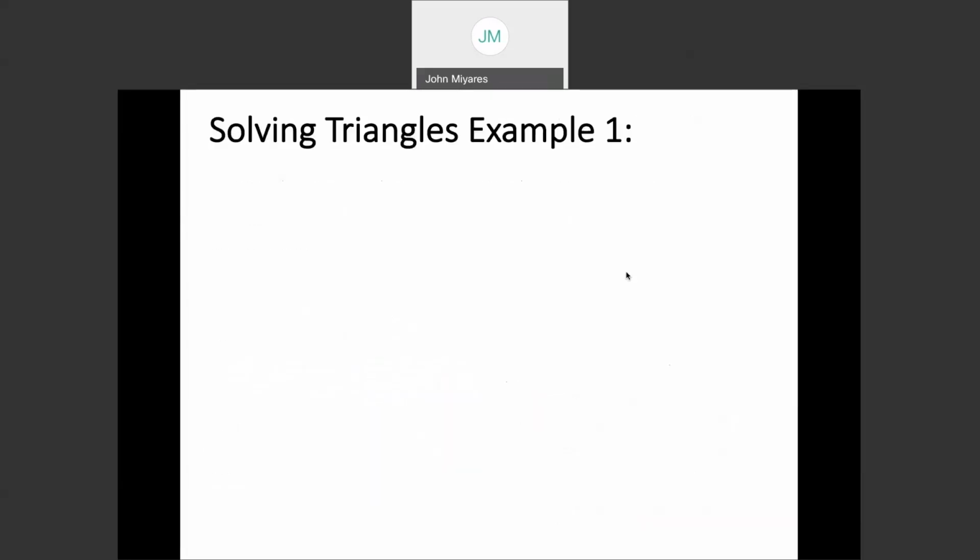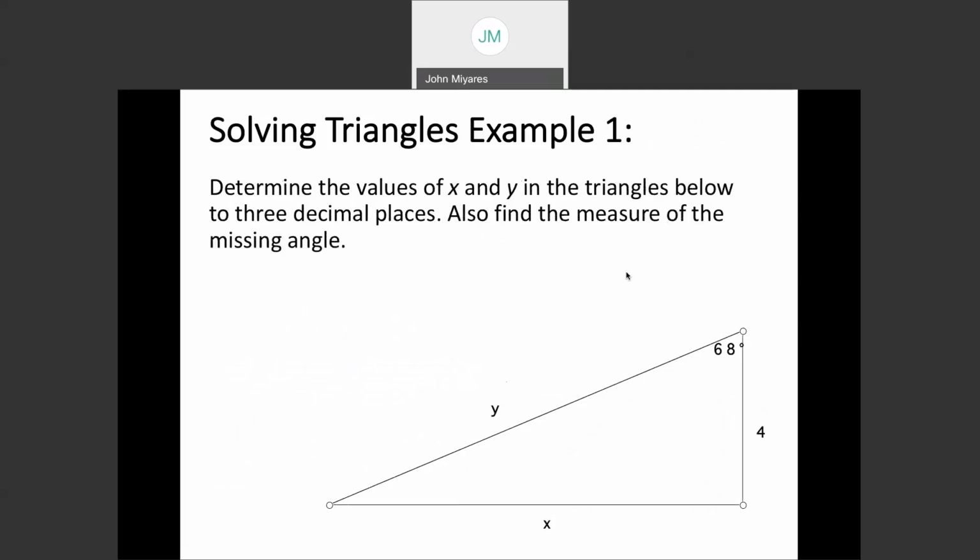Here are some examples where we can explore this idea to do what we call solve triangles. Suppose you're given this diagram with a 68-degree angle in the upper corner, a height of 5, a base length of x, and a hypotenuse of y, and you're asked to solve the triangle. This means that you want to determine the values of x and y in the triangle as well as the measure of the missing angle theta.